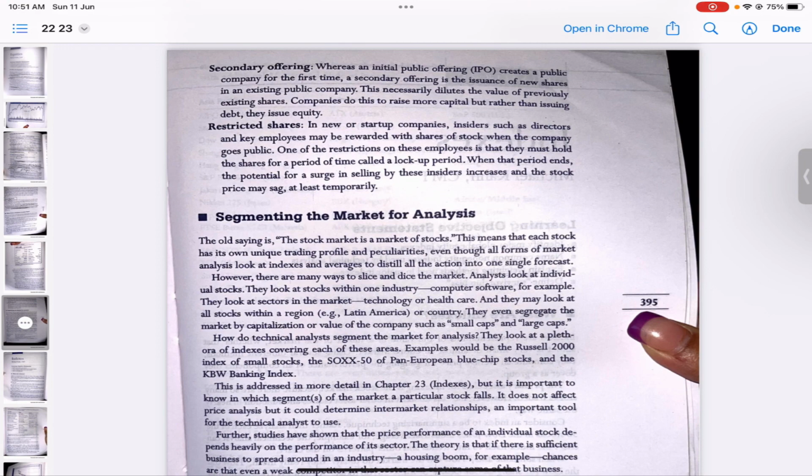Secondary offering. We all must have heard about the word IPO, which is initial public offering. That's when a company gives its debut in the stock market. So when the company does an IPO, it's basically creating a public company for the first time. And a secondary offering is the issuance of new shares in an existing company. So that is the second time you are issuing new shares. So that is my secondary offering.